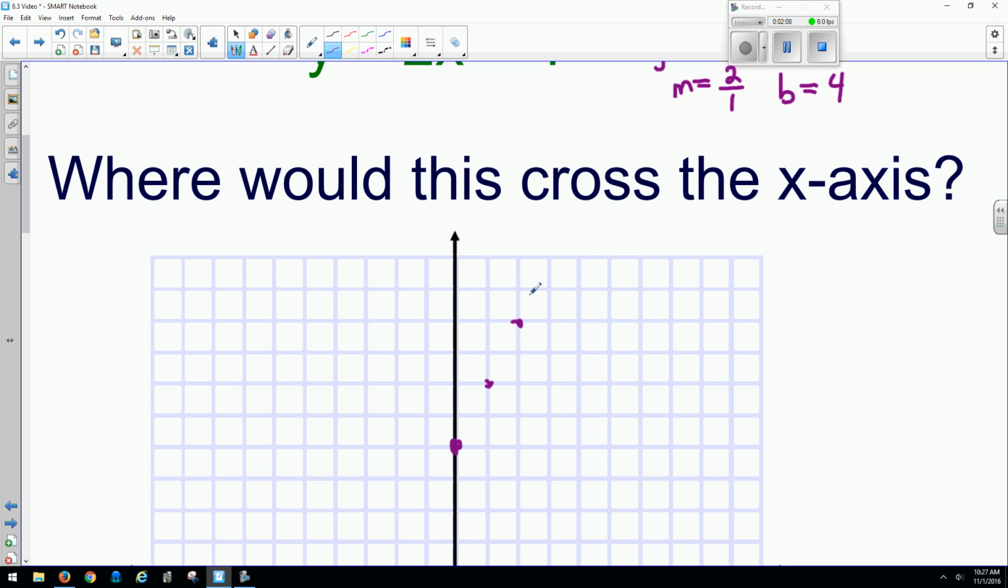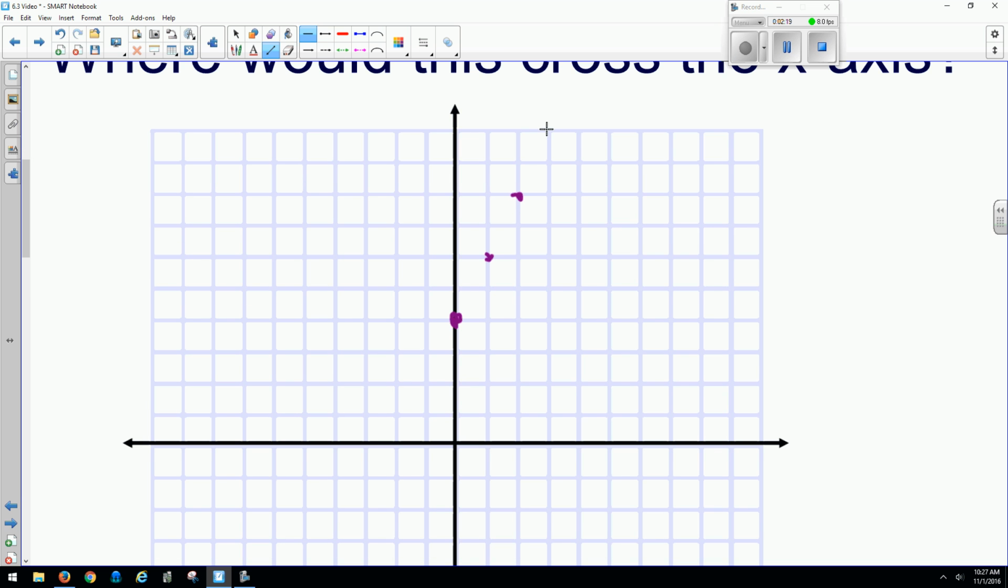All you really need to graph a line is just 2 points. So I'm going to go ahead and connect this, and I'm going to throw some arrows on the end.